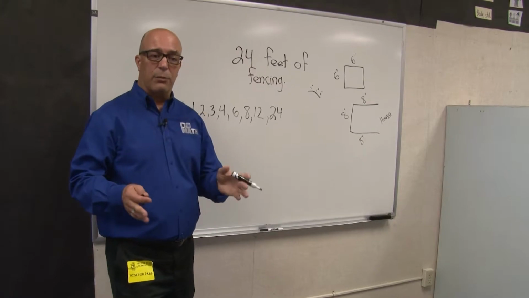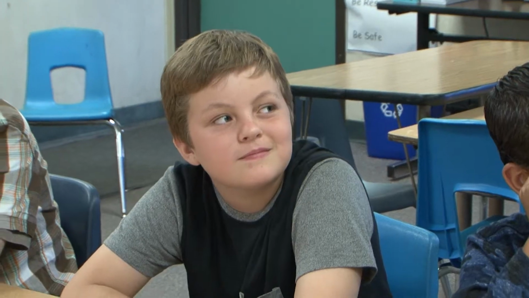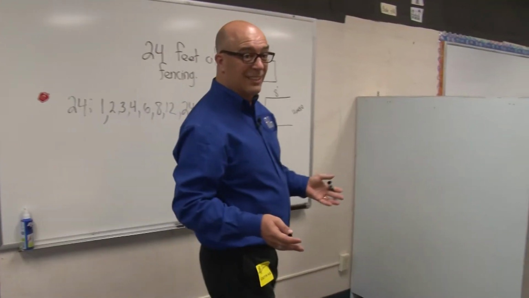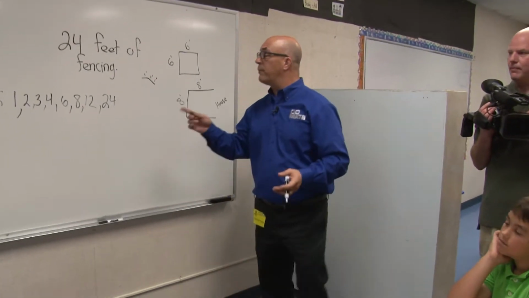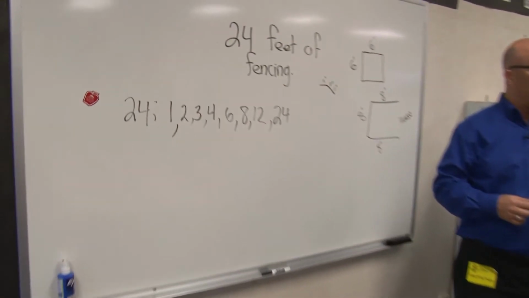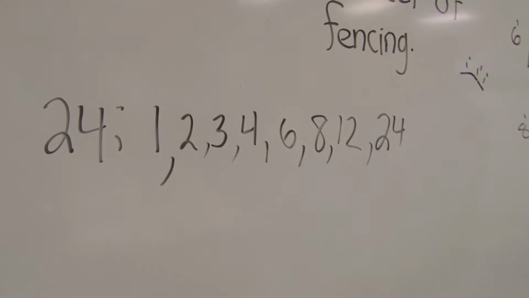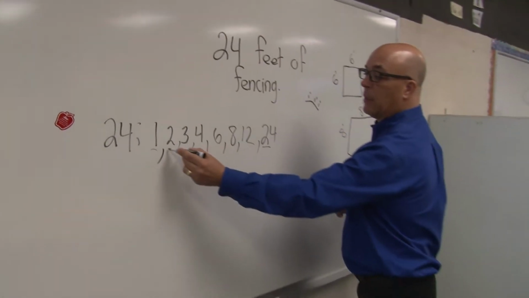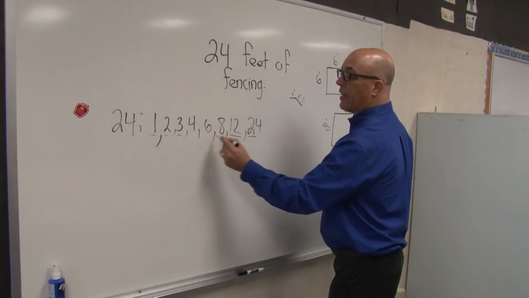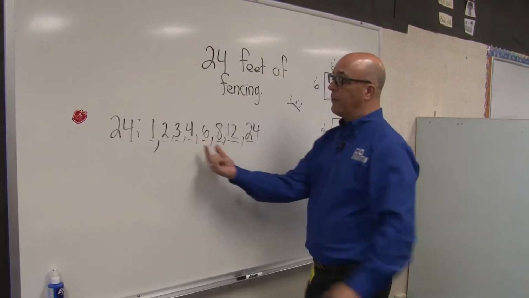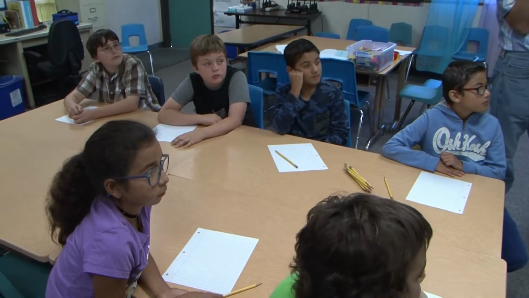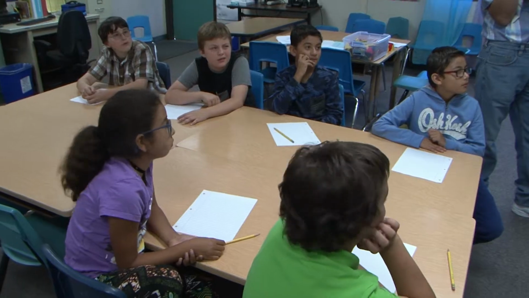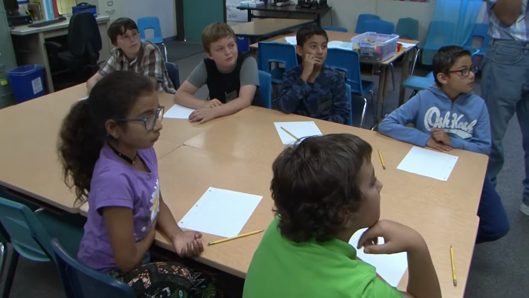Any other factors of 24 besides the ones we've got? Because we've got a lot. So we've got 1, 2, 3, 4, 6, 8, 12, and 24. Here's one way you can check. We know that 1 and 24 go together. 2 times 12, 3 times 8, and 4 times 6. Now the 4 and 6 are right next to each other, right? Will 5 go into 24 evenly? No. So we know we're through. Those are all the factors.